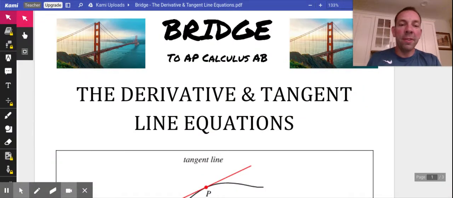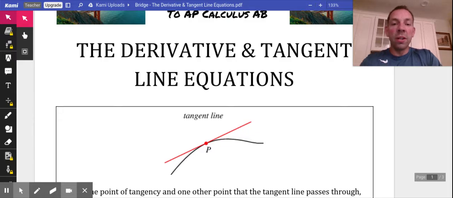Today's title: the derivative and tangent line equations. Being able to write the equation of tangent lines, such as this red line that we have here in this graphic, is really one of the first major concepts of calculus. And today we want to integrate the idea of finding the value of the derivative and the role that plays in writing these tangent line equations.